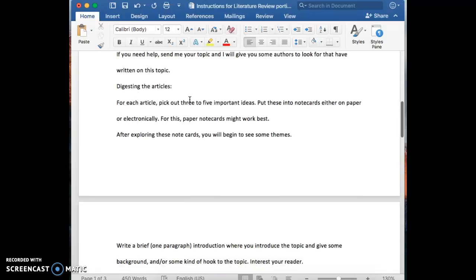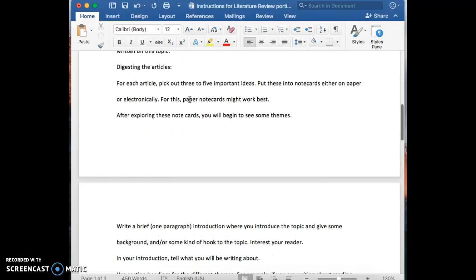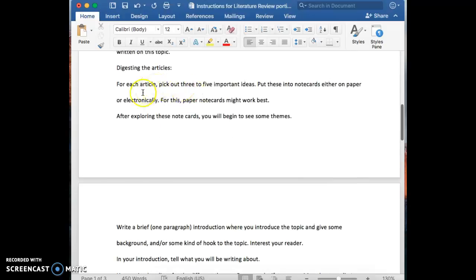Now, what are you going to do once you find your articles? You need to digest them, and you need to think about how you're going to put that into a literature review.